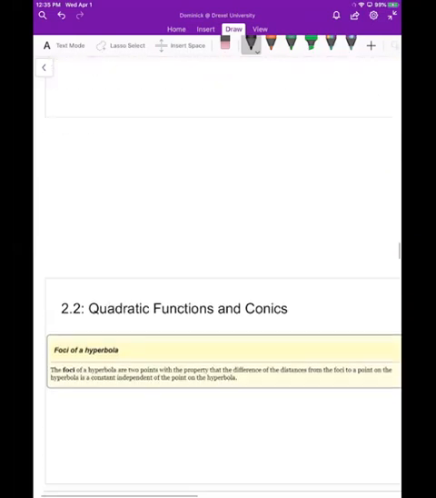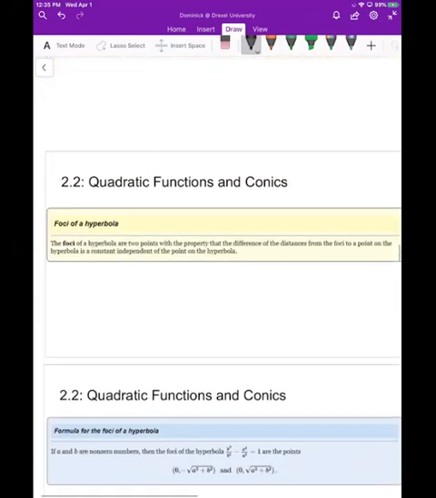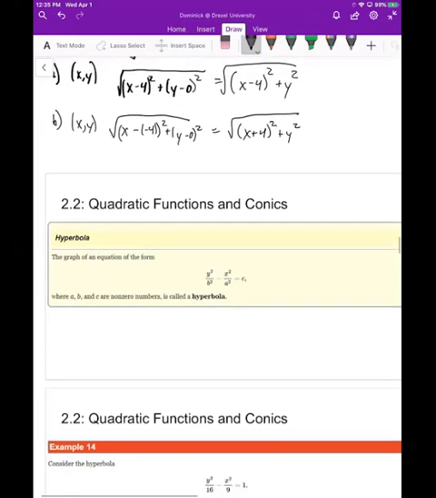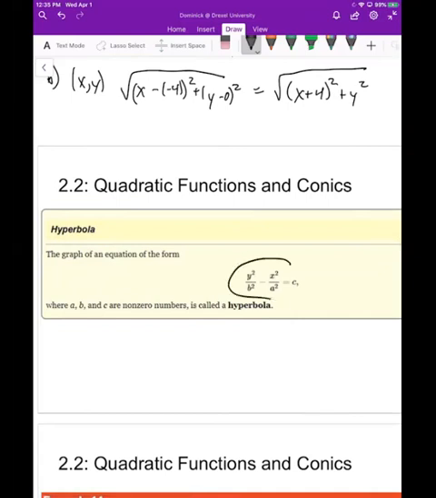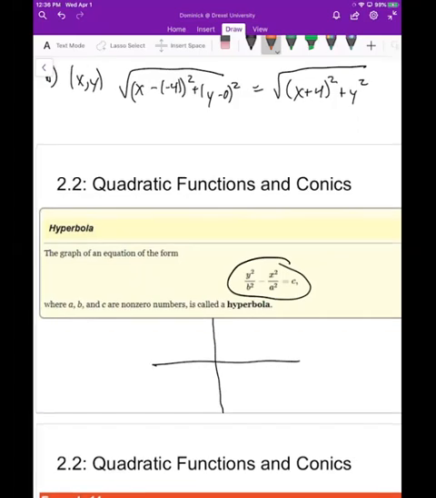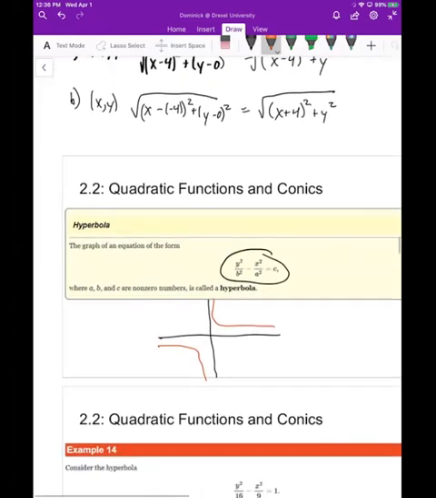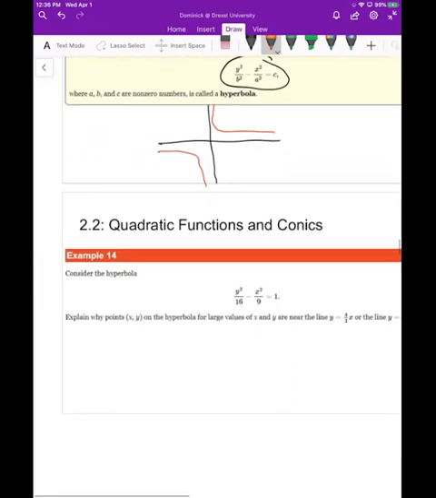Okay, one last thing in this section that we'll talk about is what's called a hyperbola. A hyperbola is if you have something like y squared over a squared minus x squared over b squared, and then that is equal to some arbitrary constant c. Now, what does a hyperbola look like? It looks something sort of like this. So this is a basic example of a hyperbola. It's a wacky looking shape, something like that.